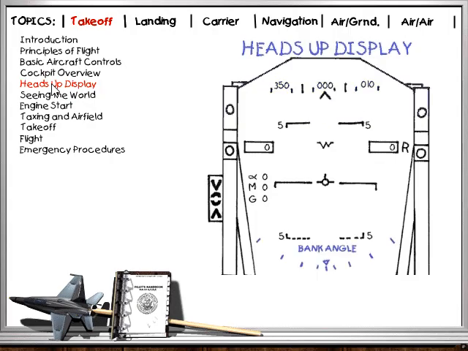At the bottom of the HUD is a bank angle scale with tick marks located at 5 degrees, 15 degrees, 30 degrees, and 45 degrees. The bank angle scale will be useful as you learn to fly patterns.